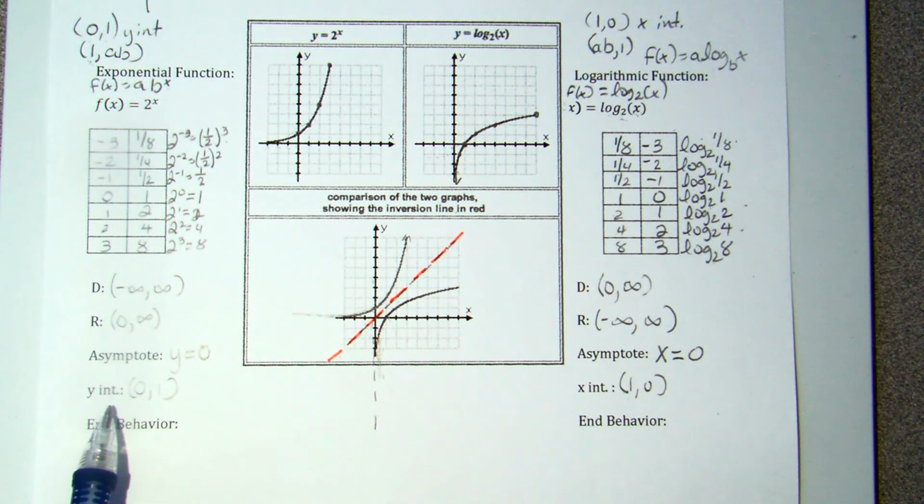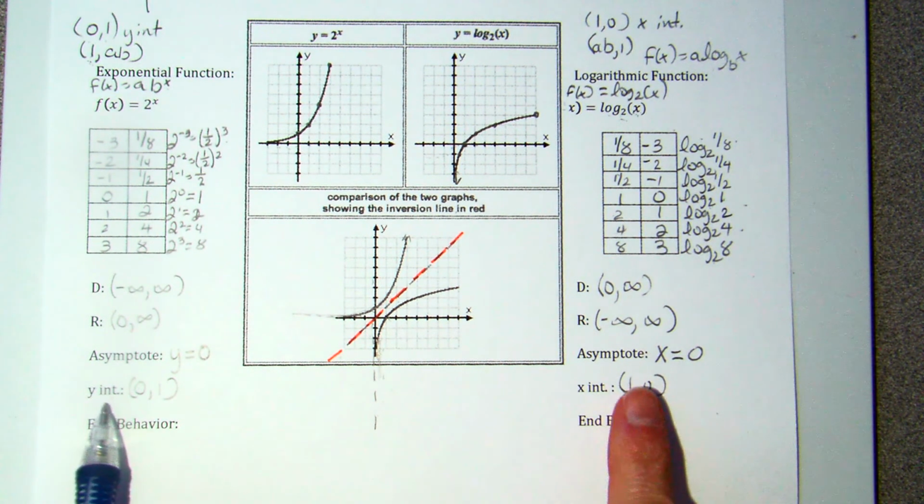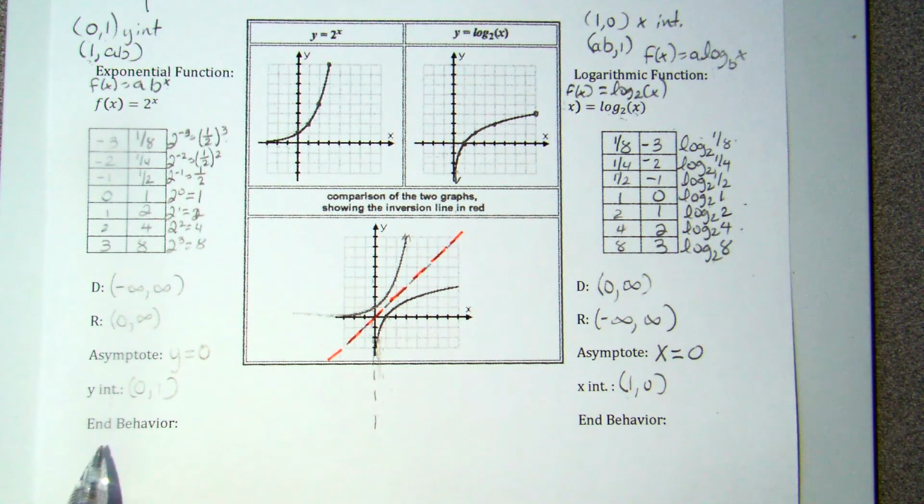Now that's on the original. What we're going to do on block day is talk about the translations and the reflections. Then you may have an x or y-intercept, but this right here is what we're going to worry about. Now, let's talk end behavior.